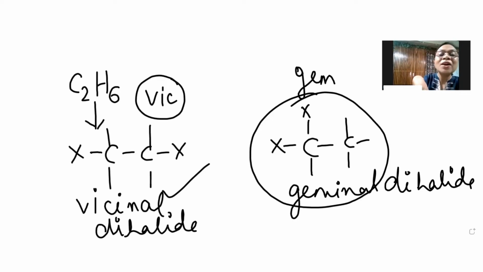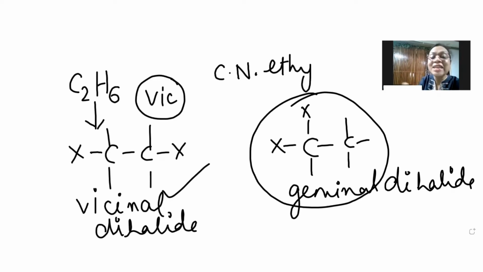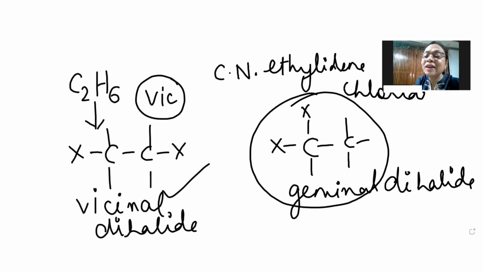Now going on to the common names of these compounds, the common name has a little bit of a difference. In this case, this will not be called ethylene. It will be called ethylidene. This is called ethylidene chloride. This is the common name of this compound.